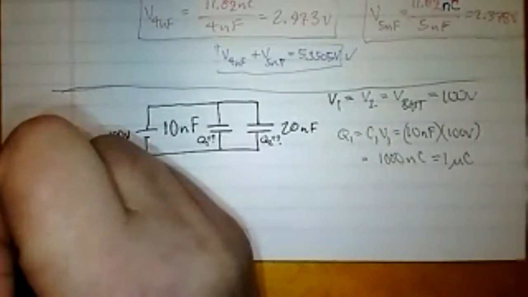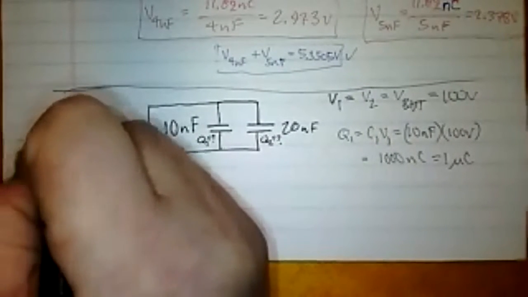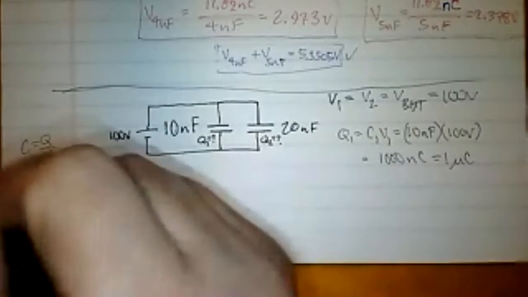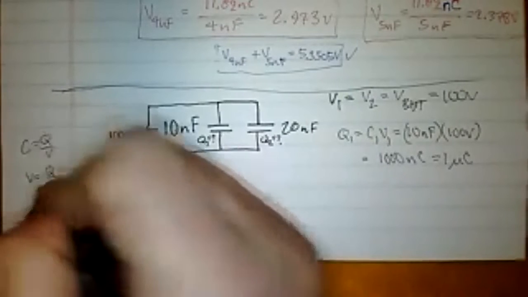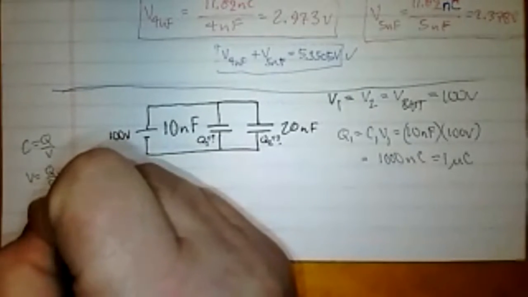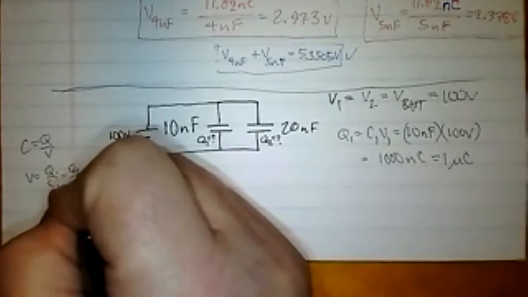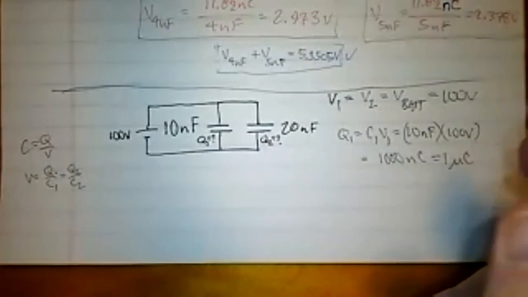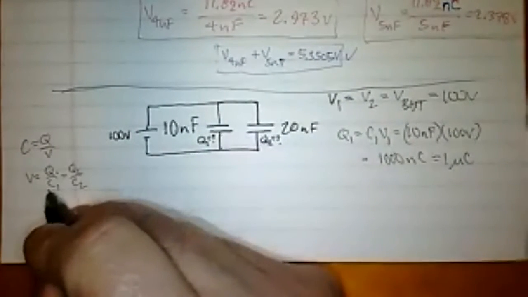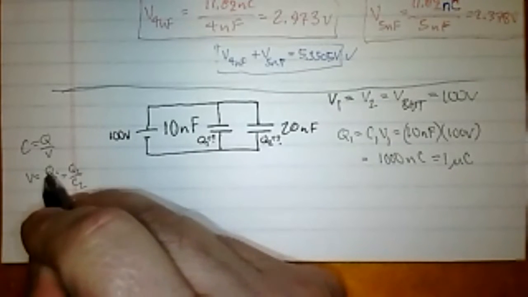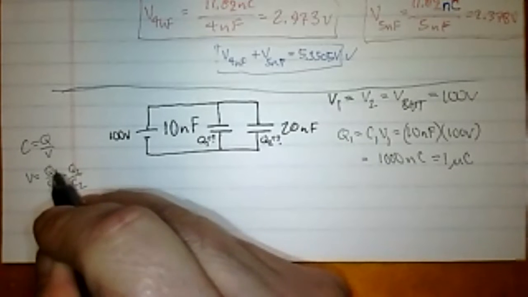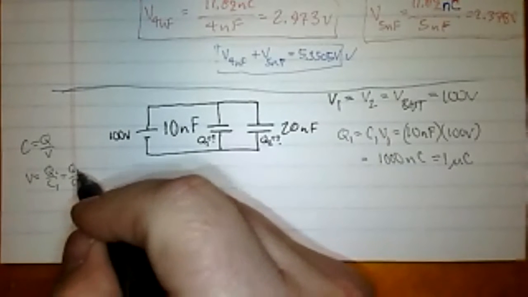Well, check this out. If you take C equals Q over V and solve for V, you see V is equal to Q over C, and that means Q1 over C1 is equal to Q2 over C2. So if this number is big and this number is small, then this number is going to have to be bigger to account for this number being so small.